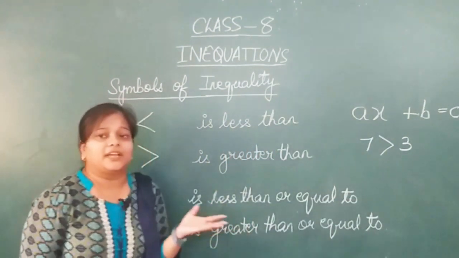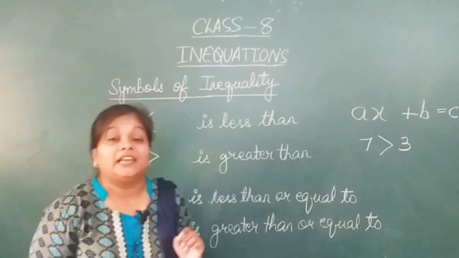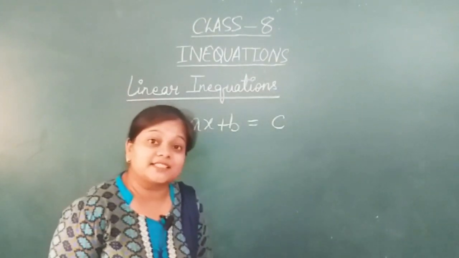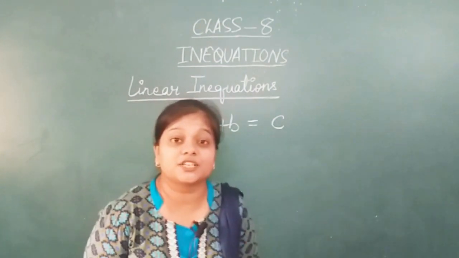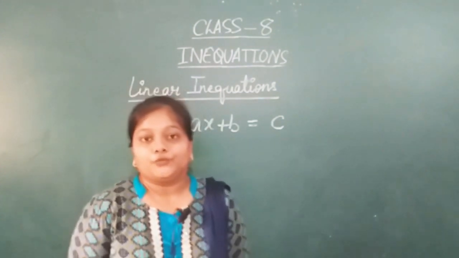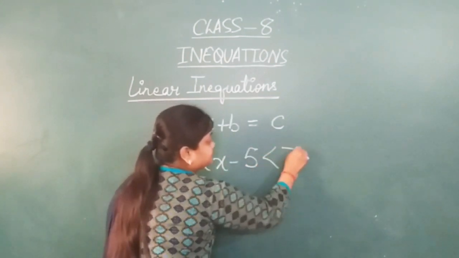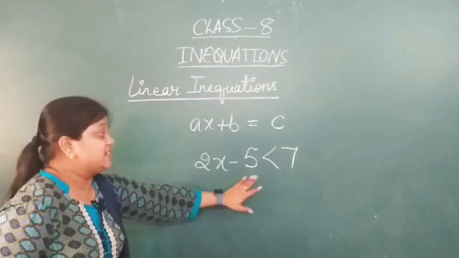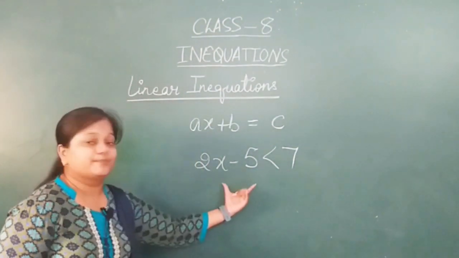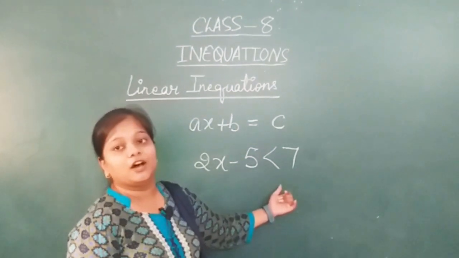Now after learning about inequality and symbols of inequality, let's move on to another topic, that is linear inequation. A linear inequation is a mathematical statement which involves a linear function and it contains any one of the symbols of inequality. For example, we take 2x minus 5 is less than 7. Here 2x minus 5 is a linear function and is less than sign is a symbol of inequality.